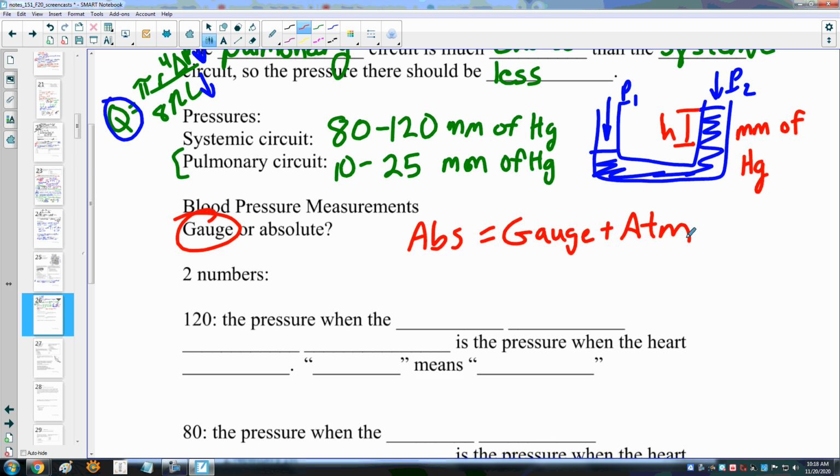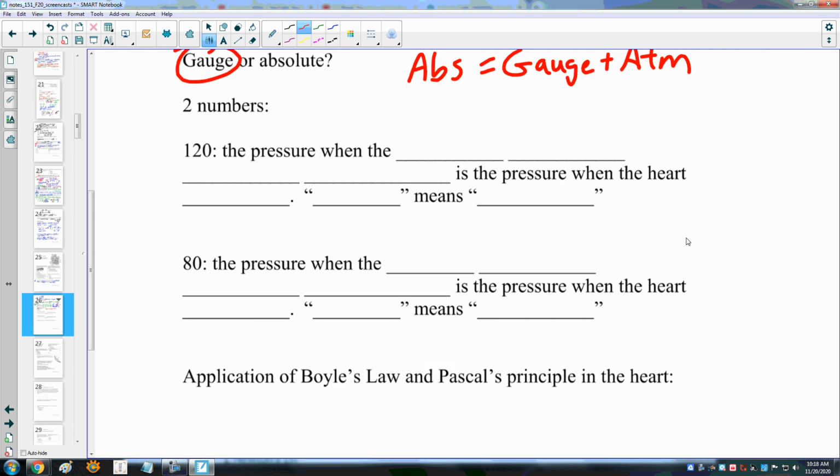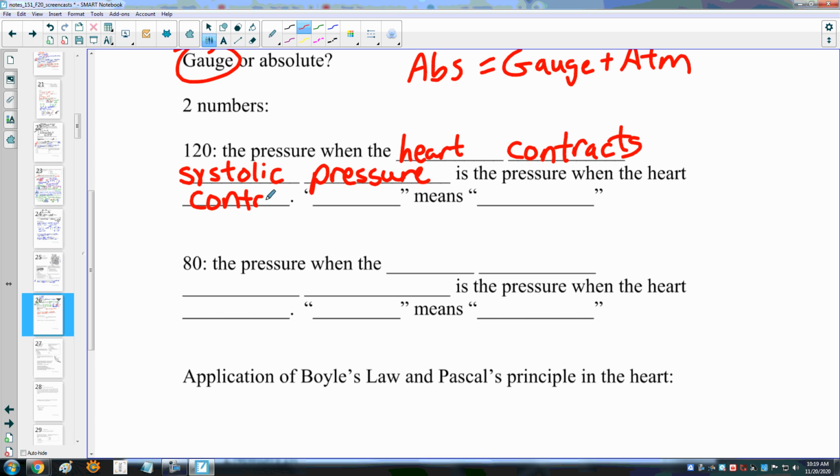When we're talking about blood pressure, there are two different numbers, and I'll give you the ideal numbers. The systolic pressure comes first, at 120, and that's your ideal amount. It is the pressure when the heart contracts, so it is the higher of the two pressures. The systolic pressure is the pressure when the heart contracts. And in fact, systolic means contraction.